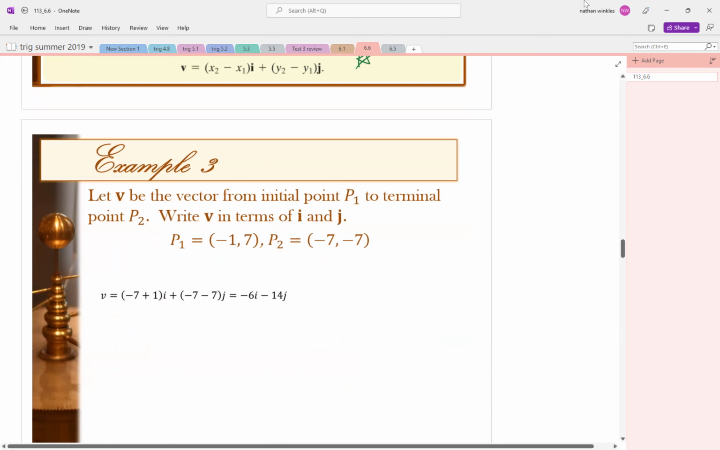So we're told in this example, let V be the vector from initial point P1 to terminal point P2. We want to write V in terms of i and j. So given P1 equals -1, 7, and P2 equals -7, -7, we're going to plug it in. So we're going to do -7 minus a -1. That's how we get the +1. And then -7 minus 7 to get the next piece. So we get -7 plus 1 is -6i, and then minus 14j.